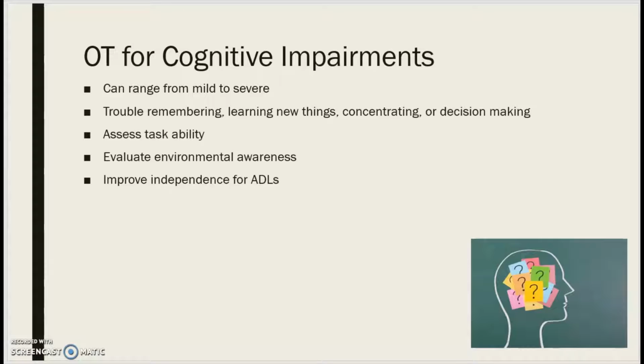Occupational therapy can also be utilized for cognitive impairments. These impairments can range from mild to severe, and they involve trouble remembering and learning new things, as well as concentration and decision-making. Occupational therapists will also assess patients' ability to carry out everyday tasks, as well as their environmental awareness of their surroundings. One of the main things occupational therapists do is help improve independence for activities of daily living.